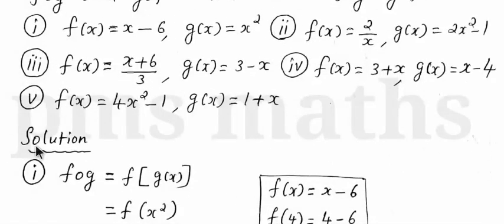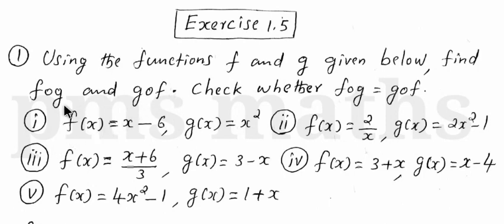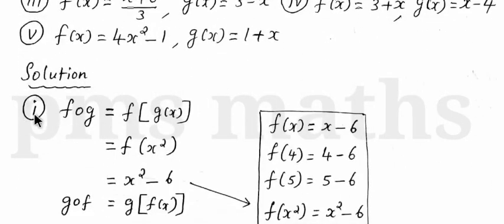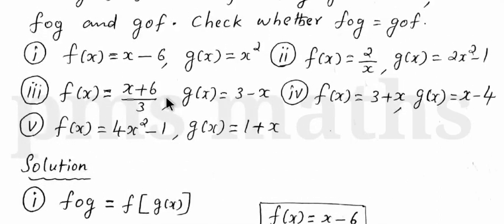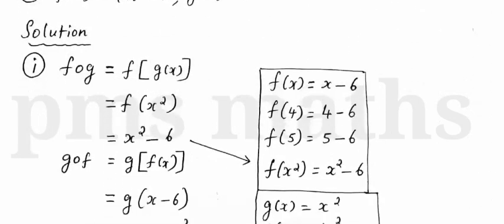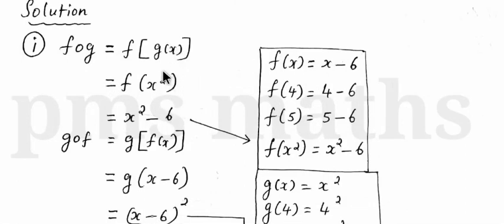Solution. Here first we have to find f of g, then g of f. First find f of g. First one, f of g is nothing but, first write f, then instead of this "of" we can put a bracket, then write g. G means g of x. Then substitute the value of g of x. What's the value of g of x in the first one? G of x is nothing but x square. Therefore, here we can substitute x square instead of g of x.